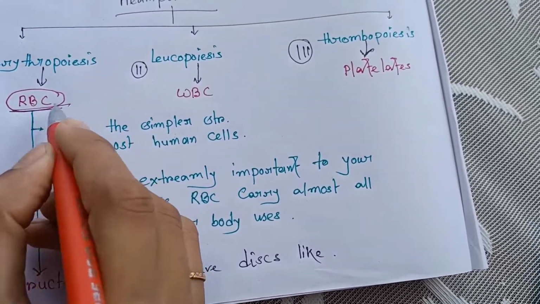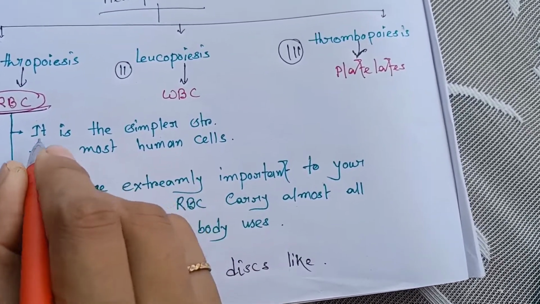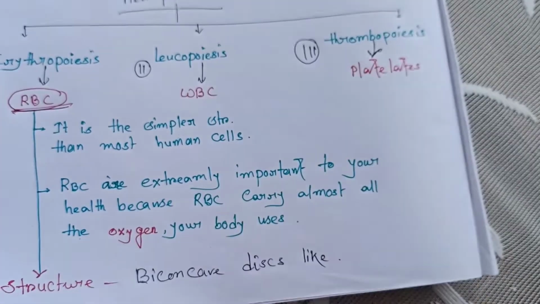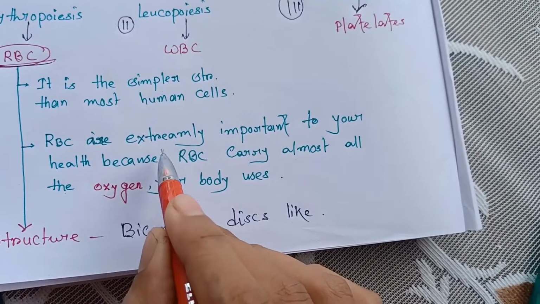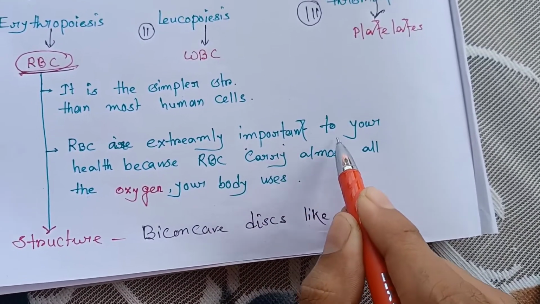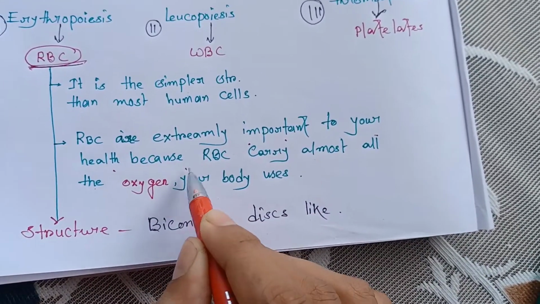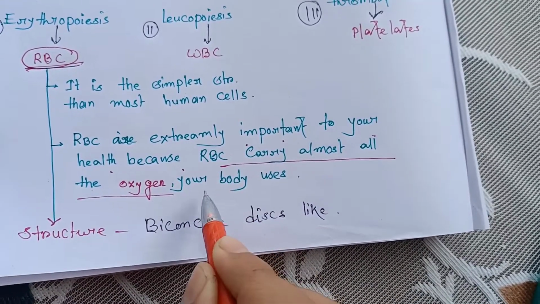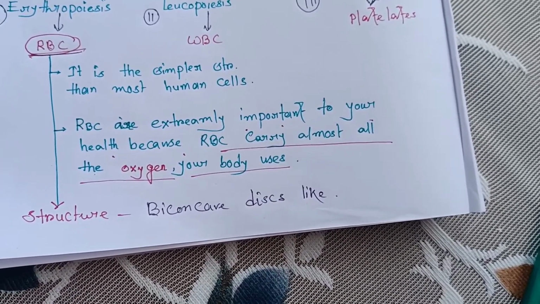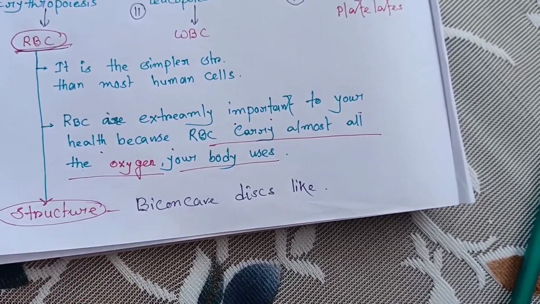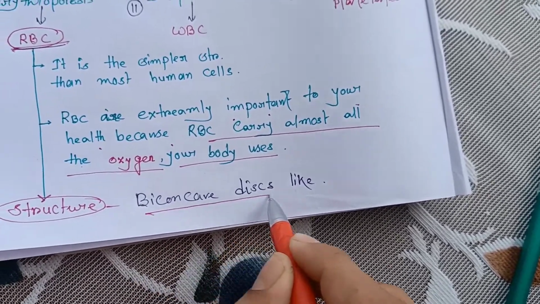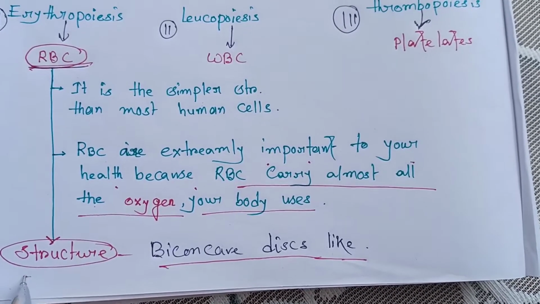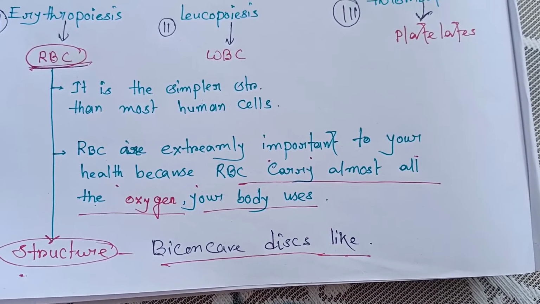First of all, RBC has a simpler structure than most human cells. RBC are extremely important to your health because RBC carry almost all the oxygen your body uses. The structure of the RBC is a biconcave disc-like structure.